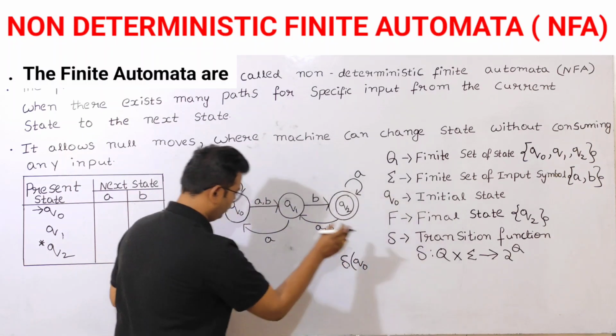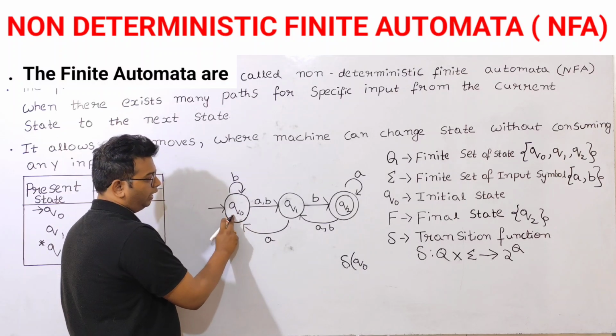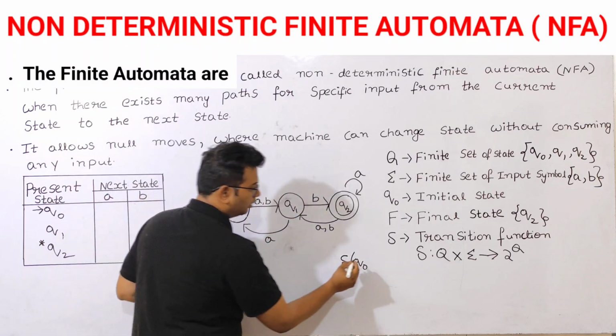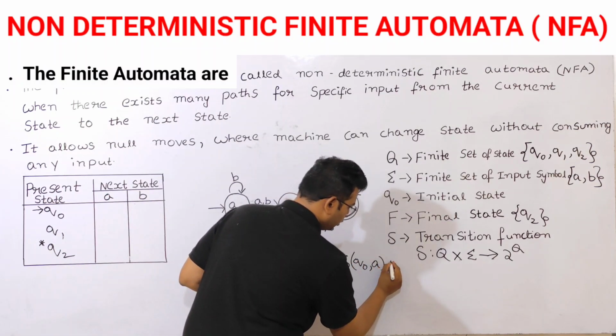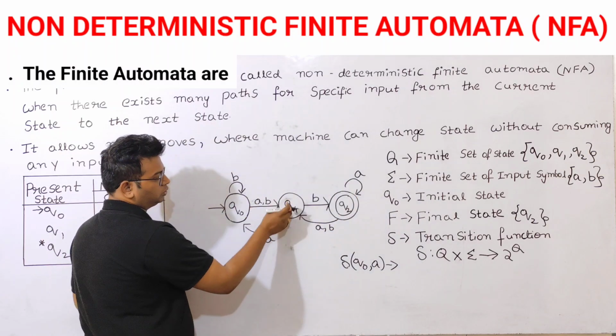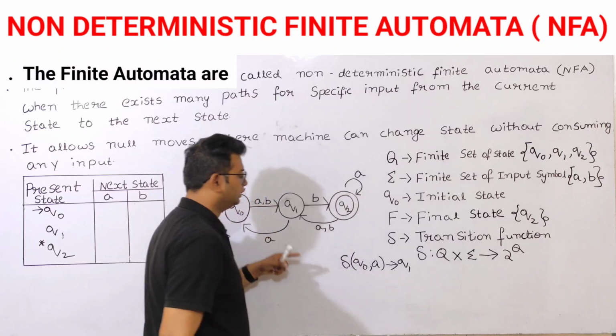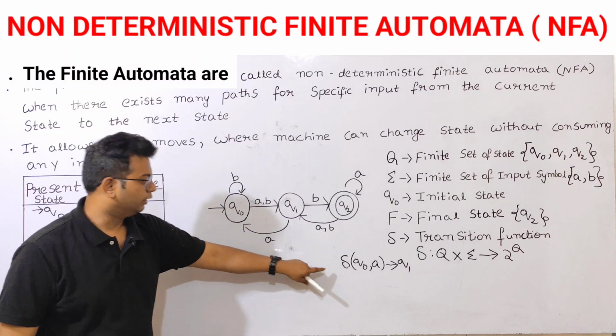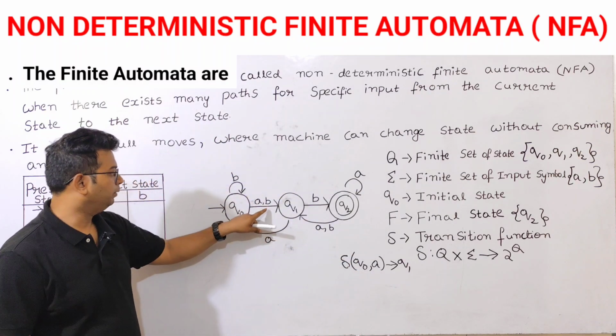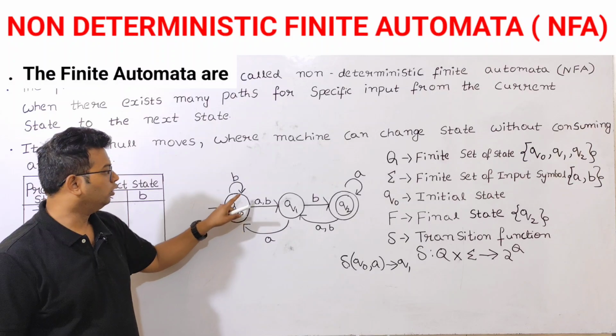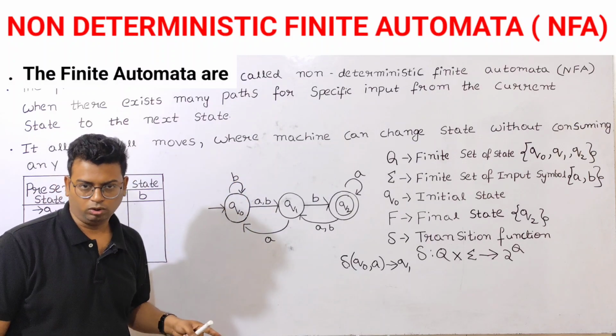The transition will be like this: reading Q0 and giving A, it moves to Q1. In a similar way, delta of Q0 with B moves to Q1, and Q0 with B moves to Q0.